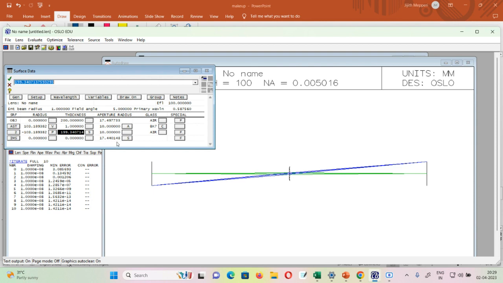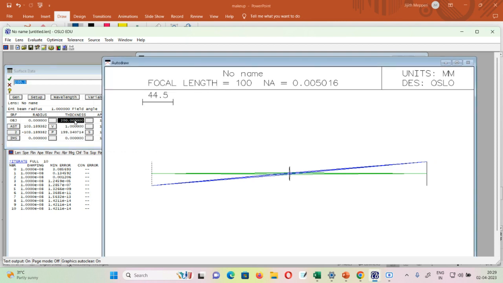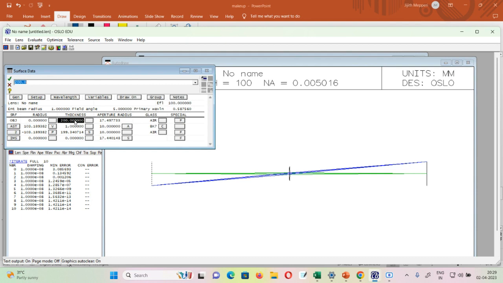Okay, now we want to put our object in between f and 2f, and you can see that the image is inverted and it's a real image. Now I am going to put the object in between f and 2f. So f is 100, 2f is 200, so I am going to put the object at 150. See what's happening.